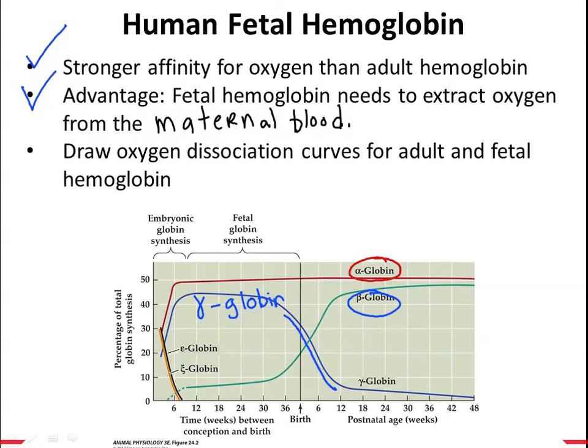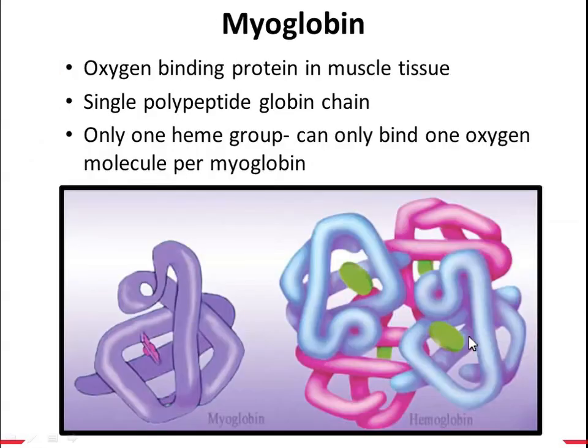So before we leave this topic, I'll pose this question to you. What would the oxygen hemoglobin dissociation curve look like for fetal hemoglobin? And to answer this question, it will help to draw the comparative curves between adult hemoglobin and fetal hemoglobin. You should also be familiar with myoglobin. Myoglobin is the oxygen-binding protein that's present in the cytoplasm of muscle cells.